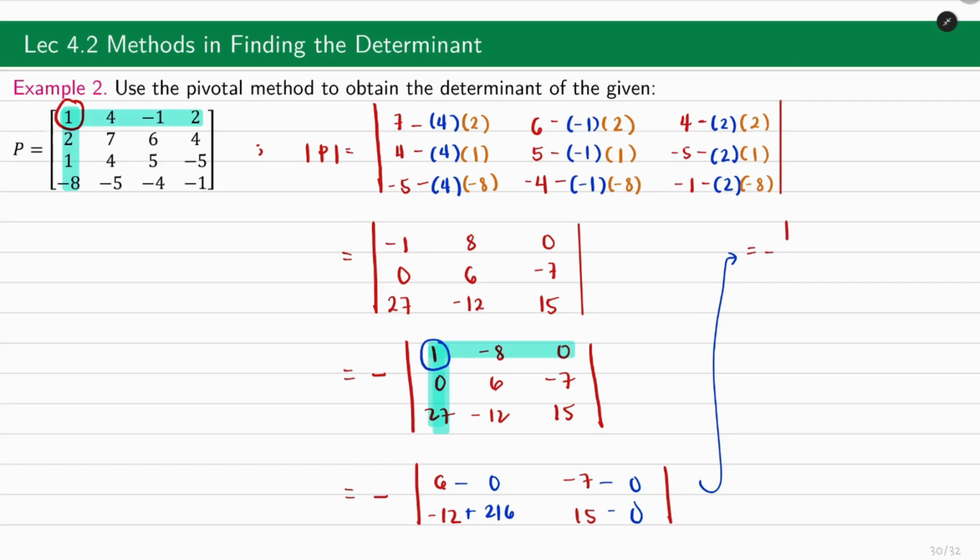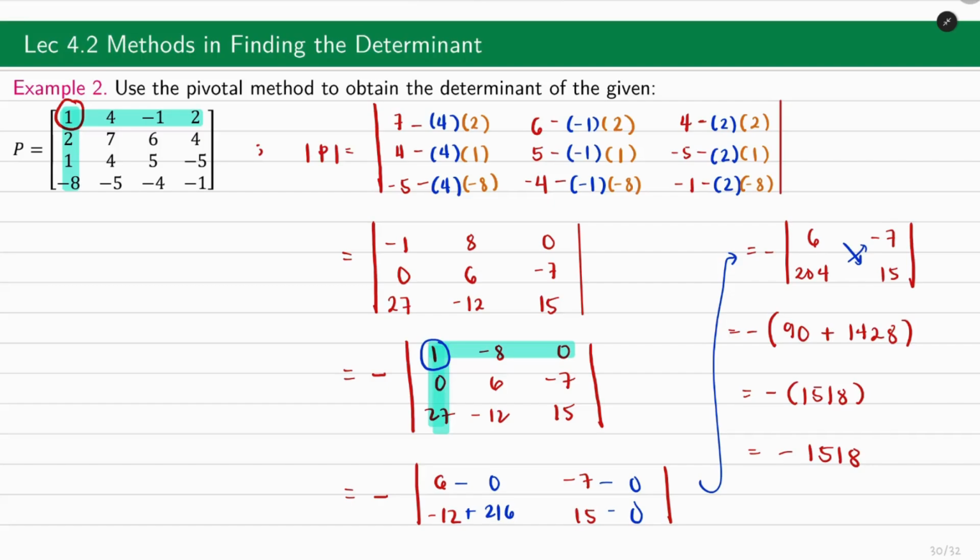We have negative 6, 204, negative 7, and then positive 15. This one will be equal to 15 times negative 1518, and ultimately you have negative 1518. So this is the answer in this problem.